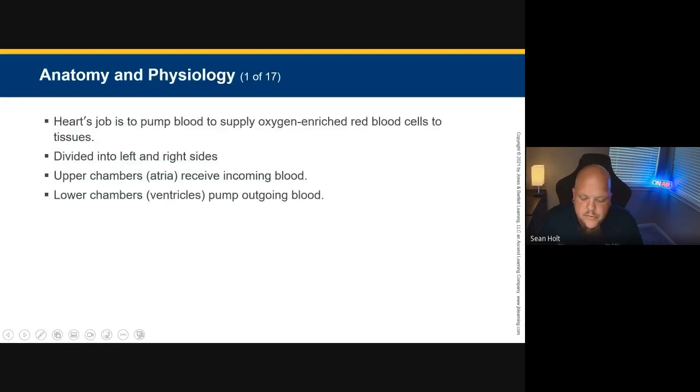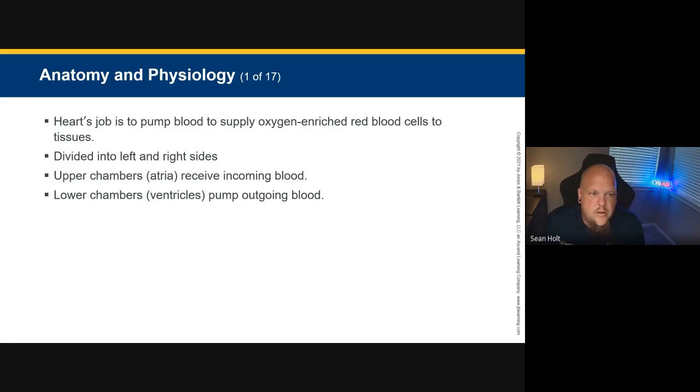All right, so the anatomy and physiology of the heart. Okay, we're going to go through a little bit of the basic anatomy again, but we're going to skip through a little bit because by this point, hopefully, you'll have a basic understanding of the heart and the anatomy around it. So the heart's job is to pump blood to supply oxygen-enriched blood cells to the tissues. Specifically, oxygen binds to hemoglobin, right? That hemoglobin travels in those red blood cells and delivers oxygen to the tissues everywhere in the body, okay?